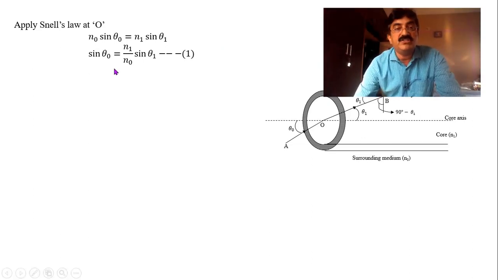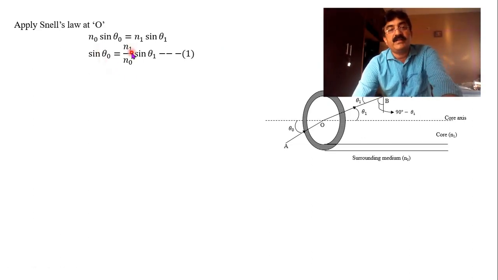Then after rearranging, you get sin theta naught equals n1 by n naught into sin theta 1. Now I just want to replace this sin theta 1 because my final intention is to get the sin theta naught, because sin theta naught, as you all know, is nothing but numerical aperture.